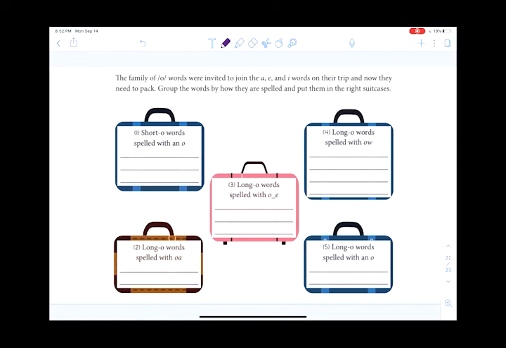The family of O words were invited to join the A, E, and I words on their trip, and now they need to pack. Group the words by how they are spelled and put them in the right suitcases. Pause this video and take a moment to finish this exercise.